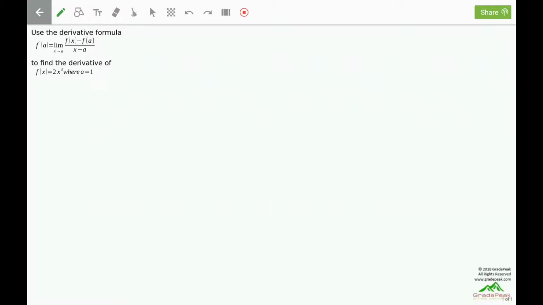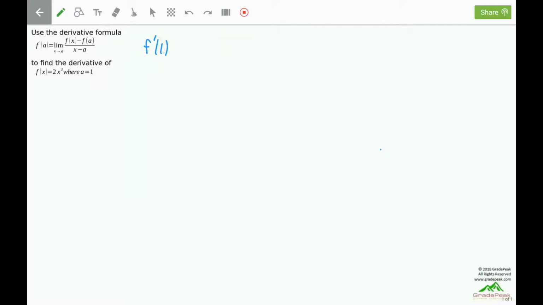Use the derivative formula. f prime of a equals the limit as x goes to a of f of x minus f of a over x minus a, to find the derivative of f of x equals 2x cubed, where a equals 1. The first thing to do is to write the derivative formula where a is a 1.